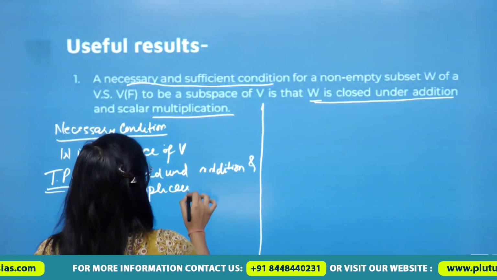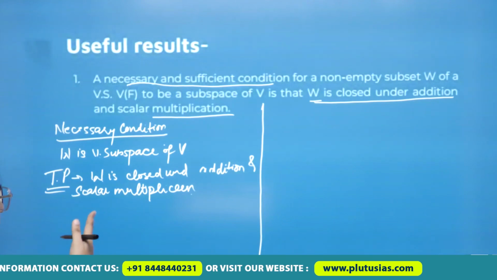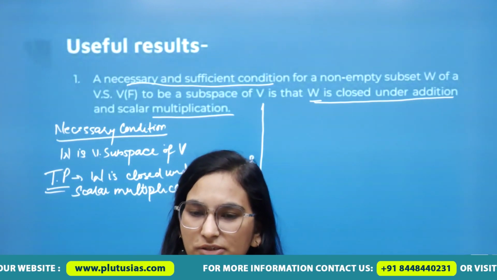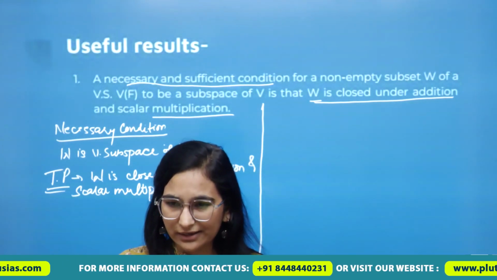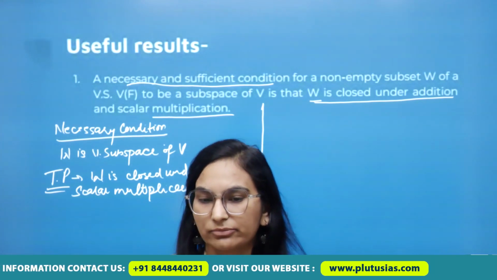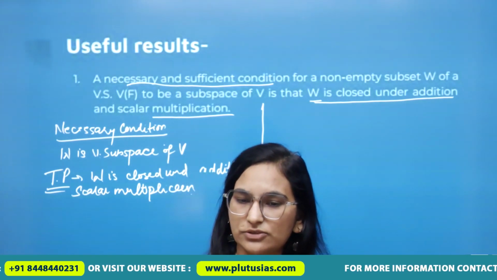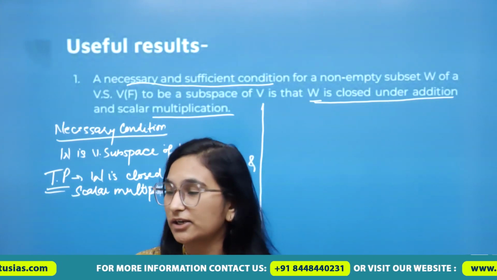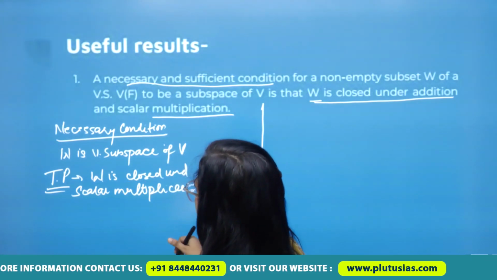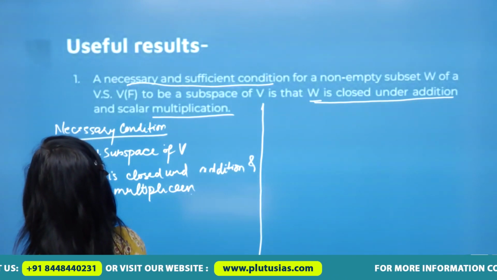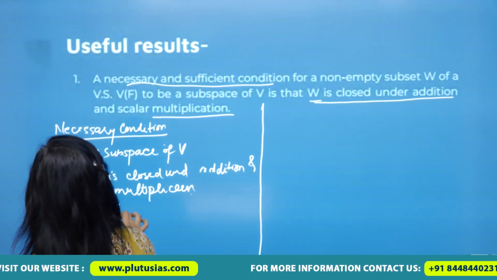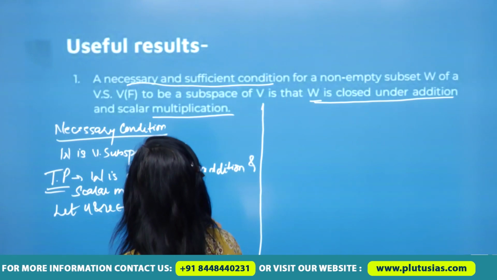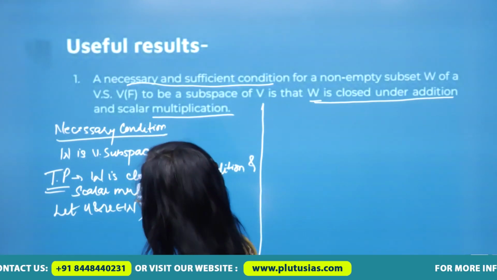Check the spellings: W is closed under addition and scalar multiplication. What does that mean? Closed under addition means if we take any two elements of W and add them together, then the result of these two elements should belong to W, and these two elements are arbitrary elements. So we can take any two elements. In this case we will take u and v. Let u and v belong to W, and what we need to prove? u plus v should belong to W. You can also write v plus u.